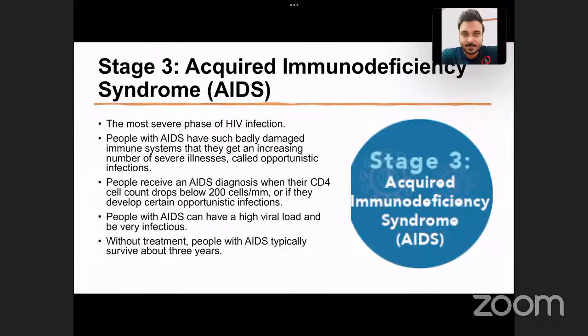So this is the final stage, the acquired immunodeficiency syndrome, the most severe phase of HIV infection. People with AIDS have such a badly damaged immune system that they get an increased number of severe illnesses called opportunistic infections. People receive an AIDS diagnosis when their CD4 cell count drops below 200 cells per millimeter, or if they develop certain opportunistic infections. People with AIDS can have a high viral load and can be very infectious. Without treatment, people with AIDS typically survive only about 3 years.